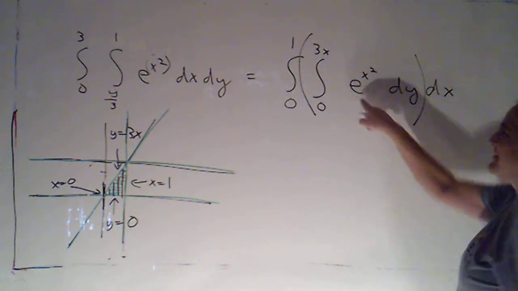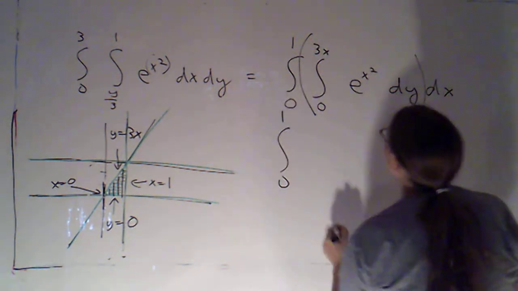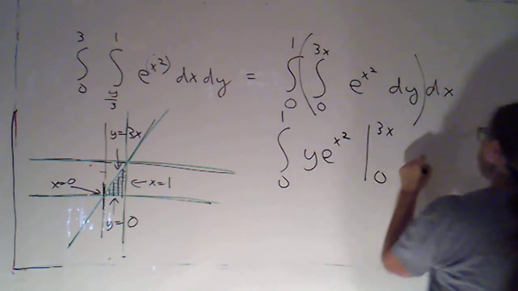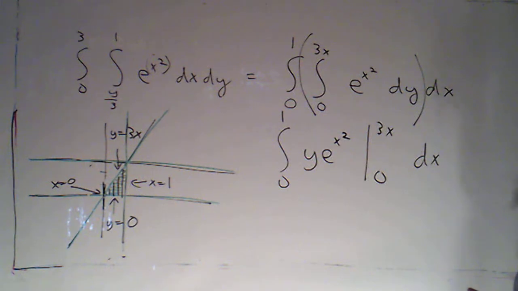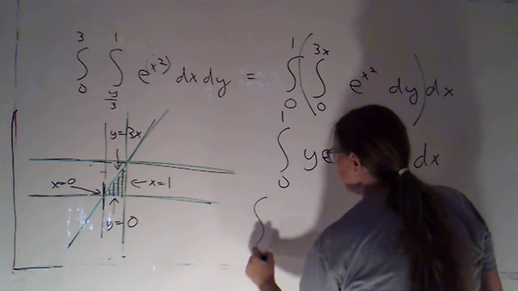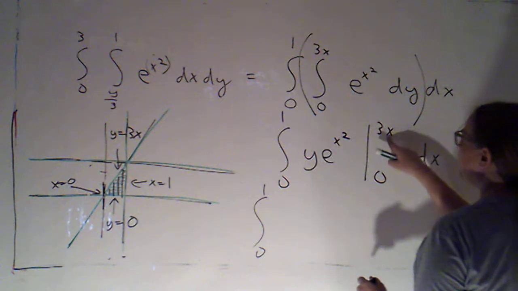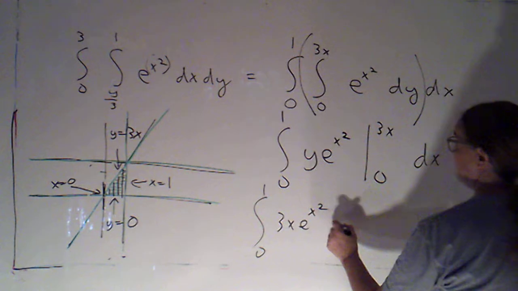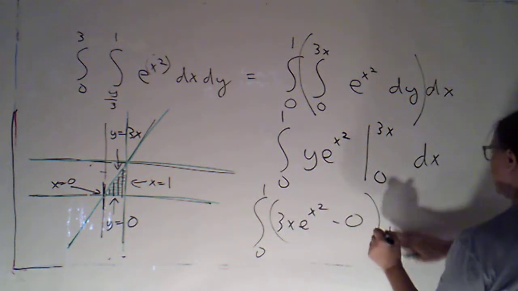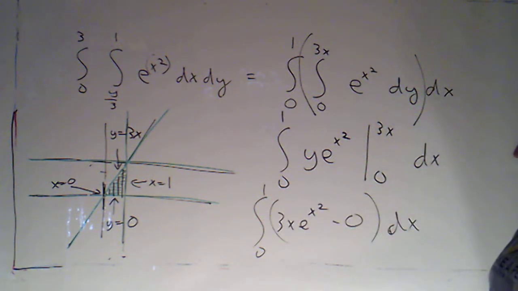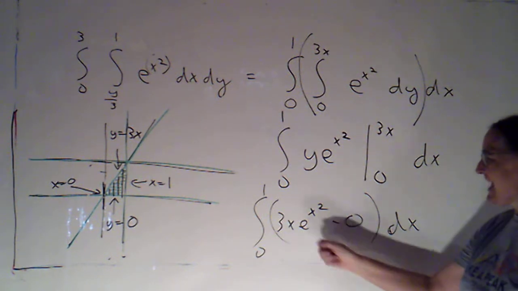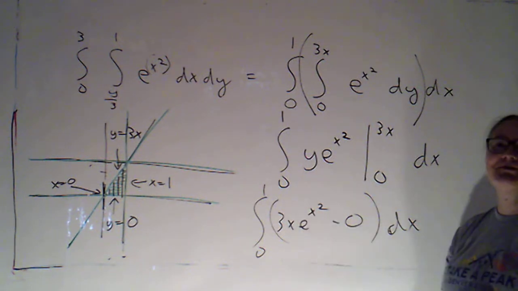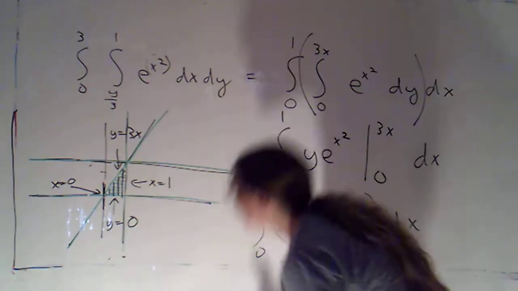Because that's constant with respect to y, we're going to get the integral from 0 to 1, y e to the x squared, evaluated between 3x and 0, and then we integrate that with respect to x. So that's going to be the integral from 0 to 1 of 3x times e to the x squared minus 0 times e to the x squared dx. That's nice. Now I don't have e to the x squared by itself. I'm multiplying by an x. I'm going to be able to do a u sub. Oh, math is so cool.